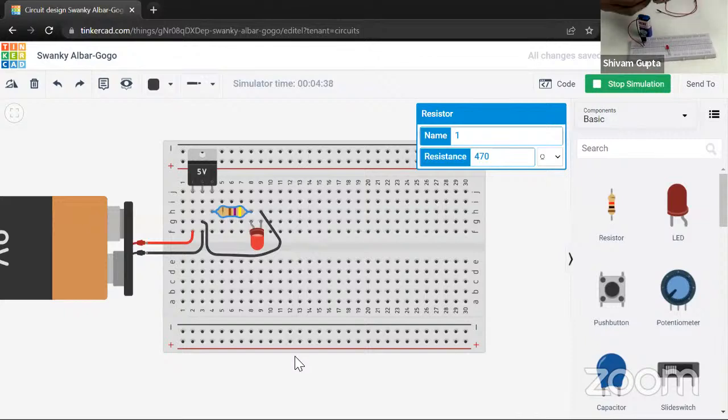Now from the third leg, one leg of the resistor will be connected like this, and the second leg will be connected like this.